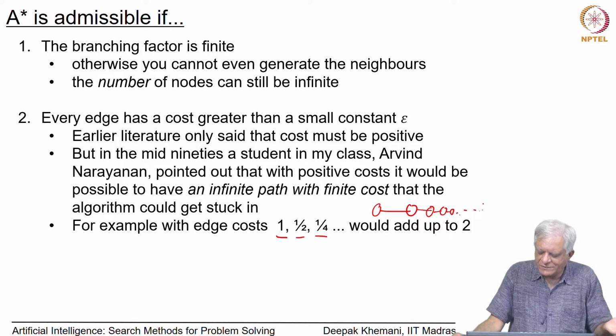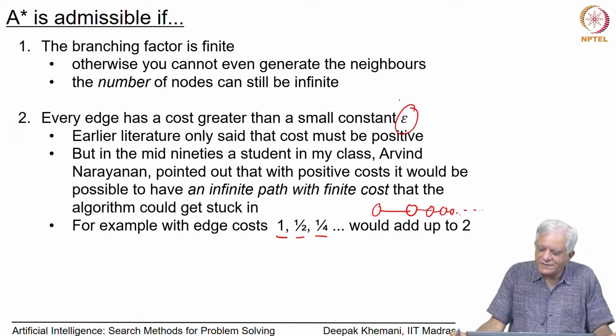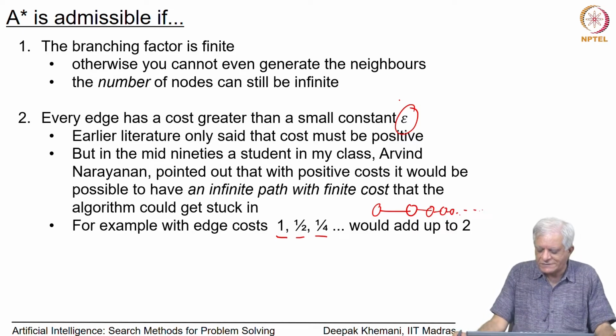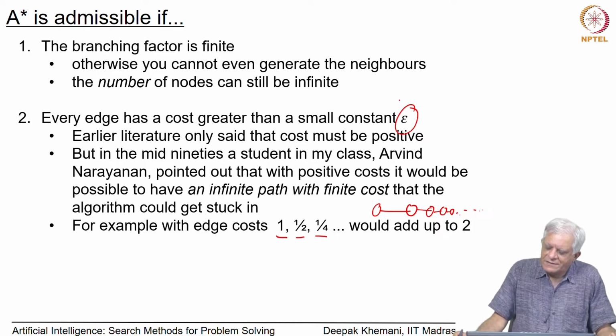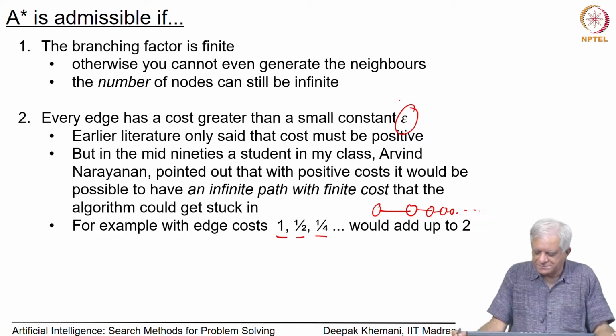So, the algorithm might not even come out of such a path, because the other paths may be more expensive than 2. To counter this fact, we decided that every edge cost must be greater than some small constant, which we will call epsilon. No matter how small that constant is, it can never become close to 0. It will always be a small constant, which means that the path cost can never tend to a constant. It will always keep growing as the path becomes longer and longer.